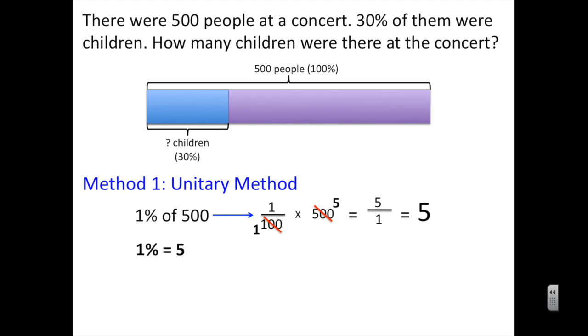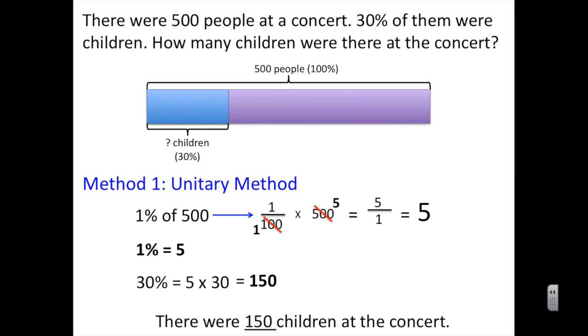So 1% equals 5, but we want to know 30%. So I need to know what 30 1%s are. So to find 30%, I'm going to multiply 5 times 30. So 30% equals 150. There are 150 children at the concert. So in the unitary method, we find just 1 unit or 1%, and then we calculate based on the percentage that we want.